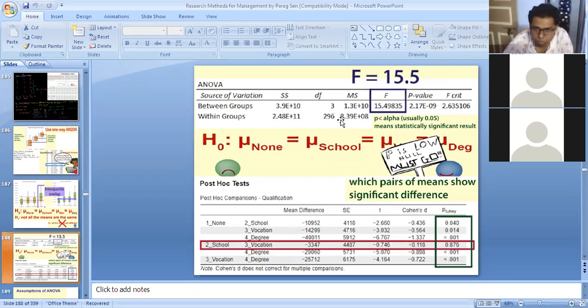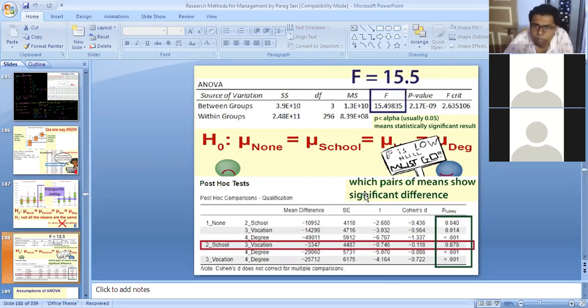So in your post hoc test, what you want to perform is actually Cohen's d test. It is termed as Cohen's d test.